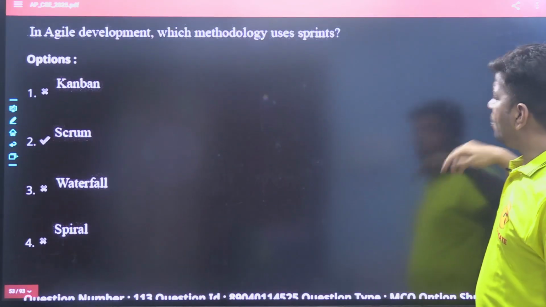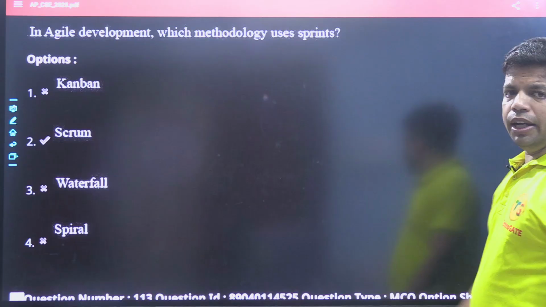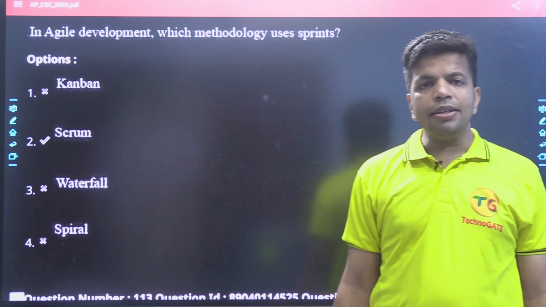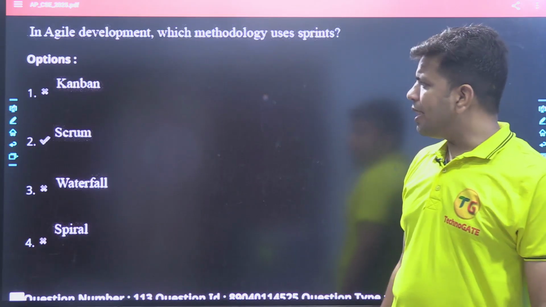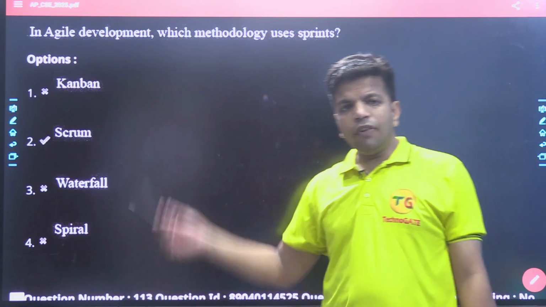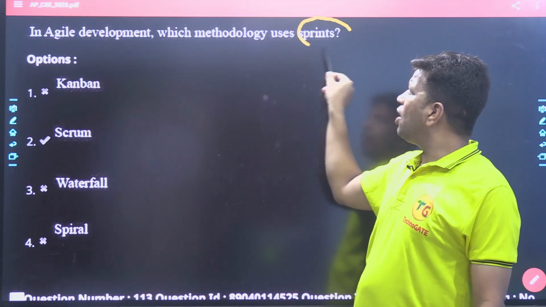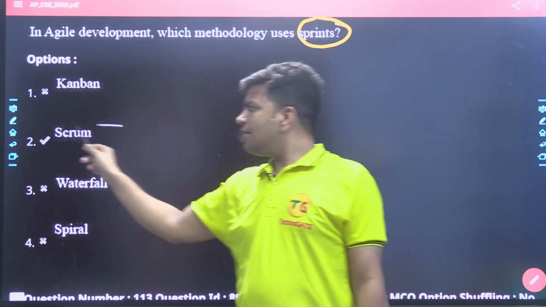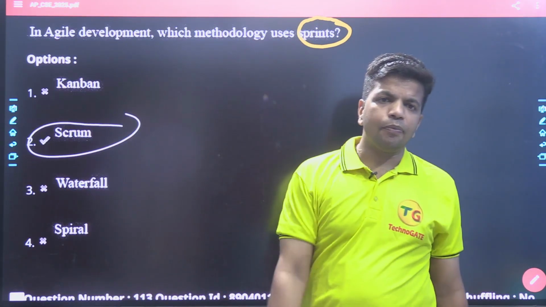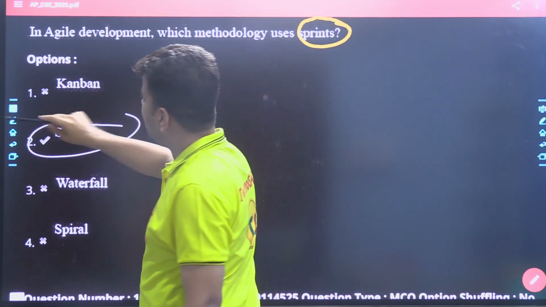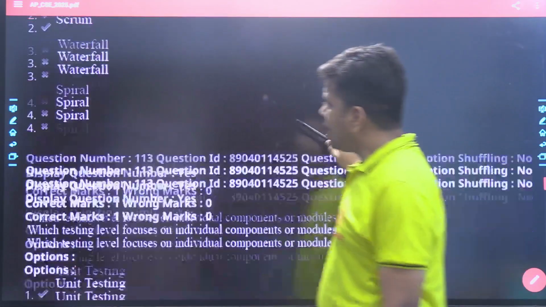In agile development, agile is also a kind of model to design software. Which methodology uses sprints? There are different types of methodology. We are talking about the methodology that uses sprints. So it is Scrum. That is the methodology that we are going to use for a sprint.